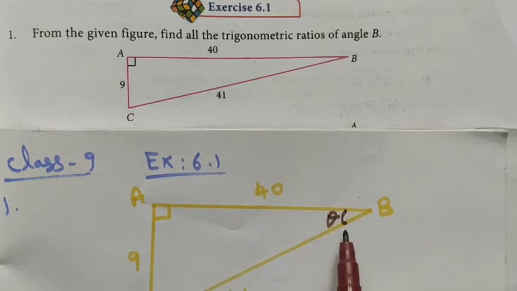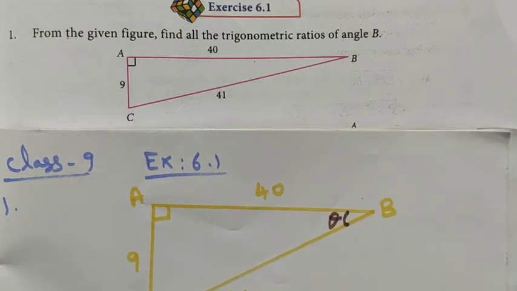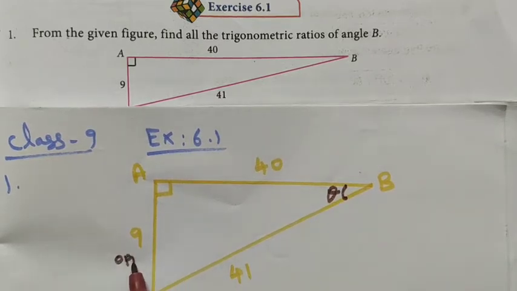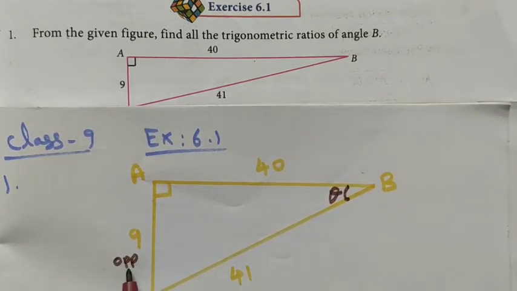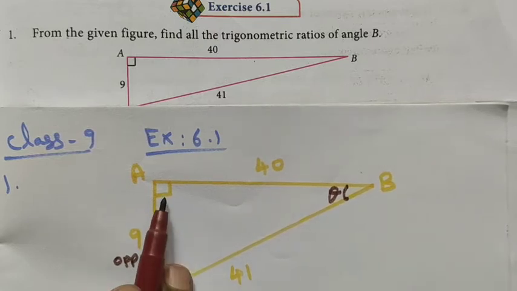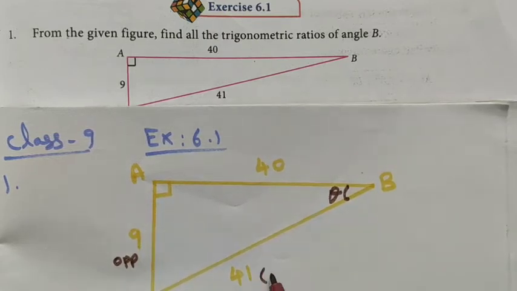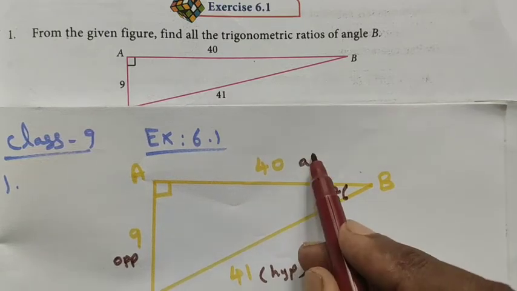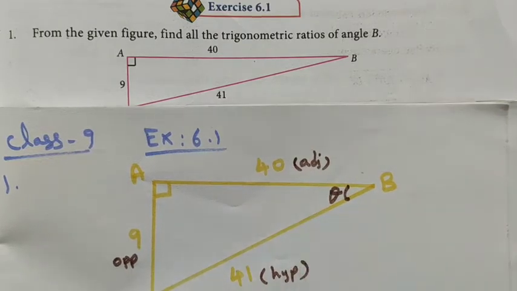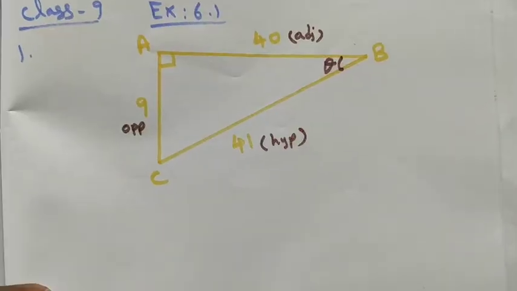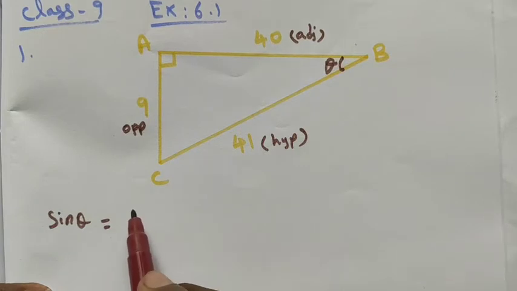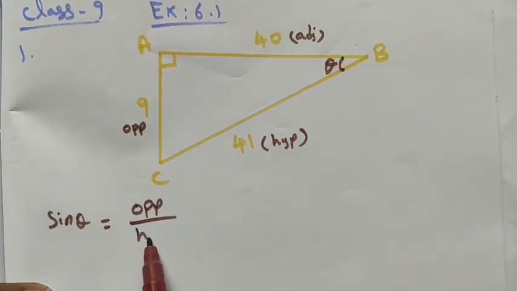Right, angle B is chosen as theta, so the side opposite this angle is always the opposite side of the angle theta. The side opposite the right angle is the hypotenuse, the longest side, right? The remaining side is the adjacent side. Now we want to find the ratios. Sin theta is equal to, we know, opposite side divided by hypotenuse side.